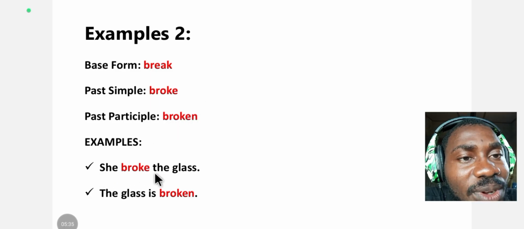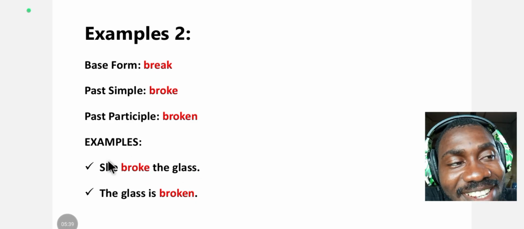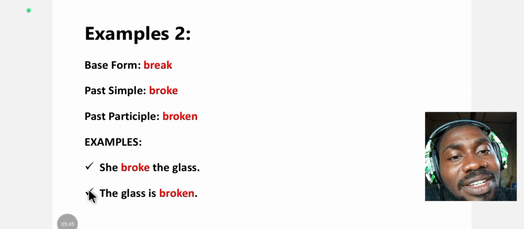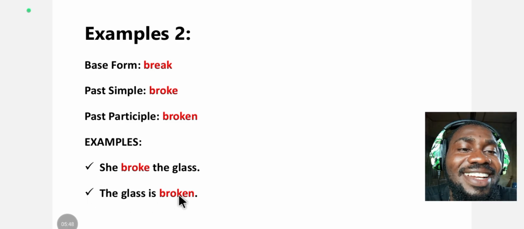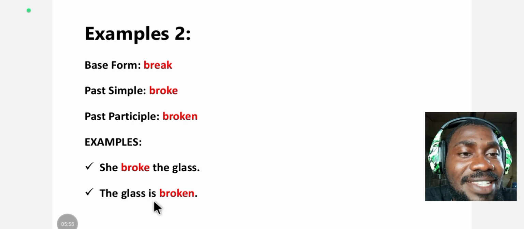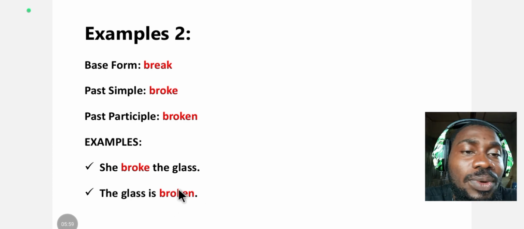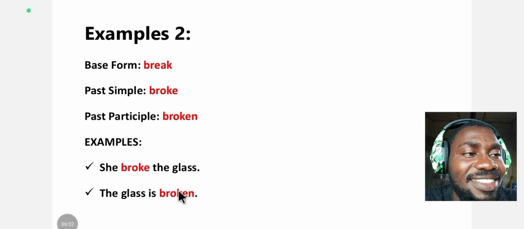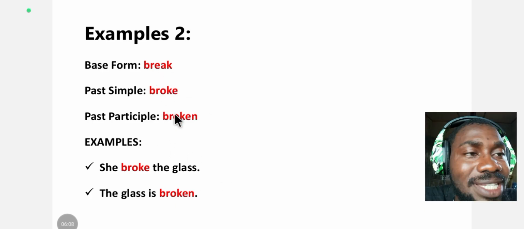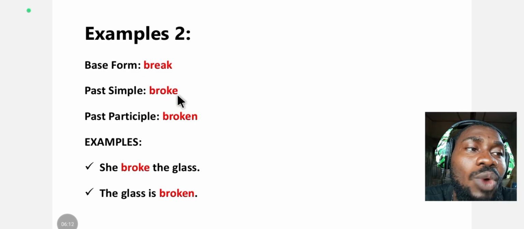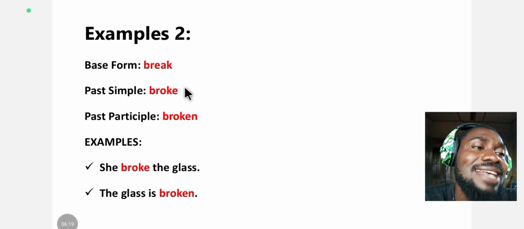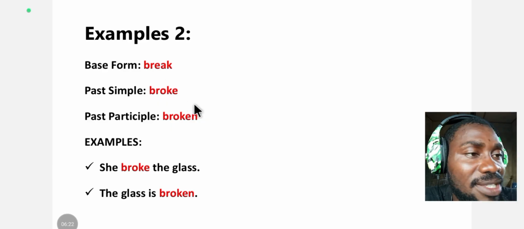Examples. She broke the glass. This first sentence is in the past tense. This is the past tense form of break, broke. The second example is: the glass is broken. This sentence is in the past participle form, telling us that the glass is shattered. So break is an irregular verb. You do not have to say broken is an irregular verb. It's the base form that is referred to as the irregular verb, because break is the base form of the verb, but it has different forms like past tense and past participle.